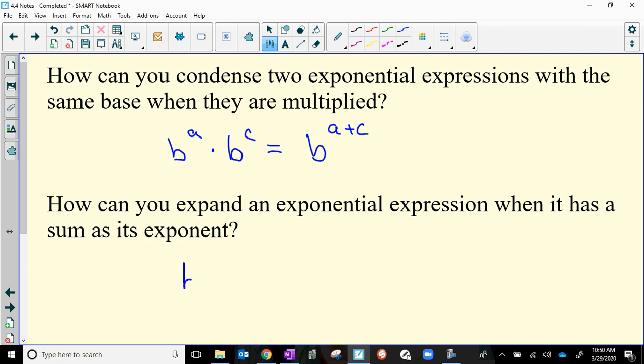So the next one says, how do you work with a base that has a sum as an exponent? So how can we expand that into multiple exponentials? Well, that comes from when you multiply. So again, it's just working with our property that we just had in the previous question. So it's a two-way arrow, and that's really important. And that gets in the idea of expand and condense.